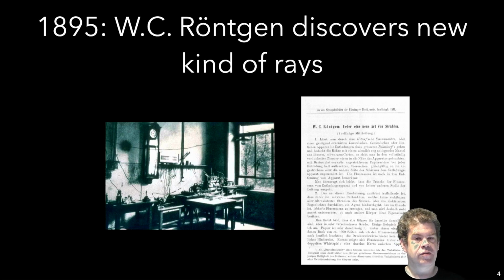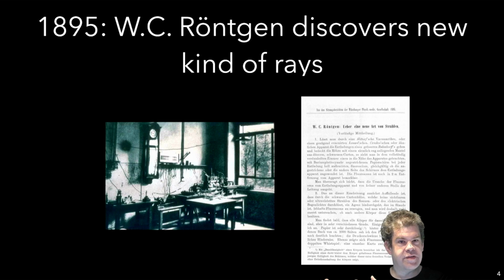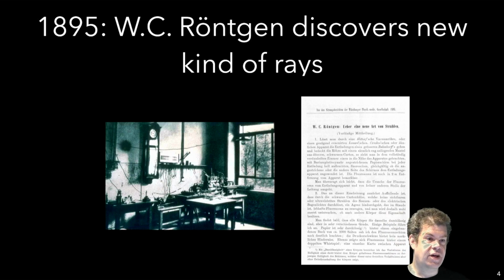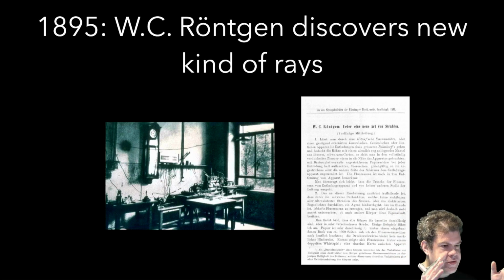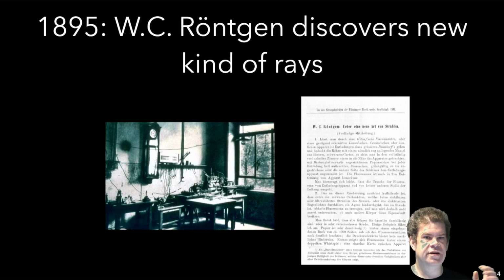So Wolfgang Conrad Röntgen. I think I said Johann at the beginning. It's Wolfgang, of course. Wolfgang Conrad Röntgen performed experiments with vacuum tubes and then realized that while he did experiments in one part of his lab, he could make a fluorescent screen glow in another part of his lab. And then he figured, okay, there must be something that travels through space and excites the fluorescent screen.